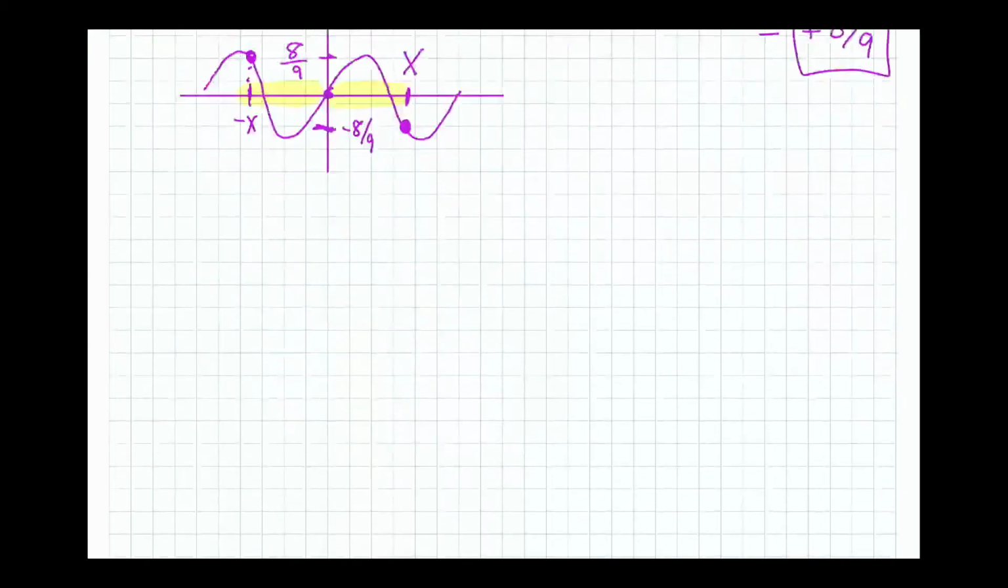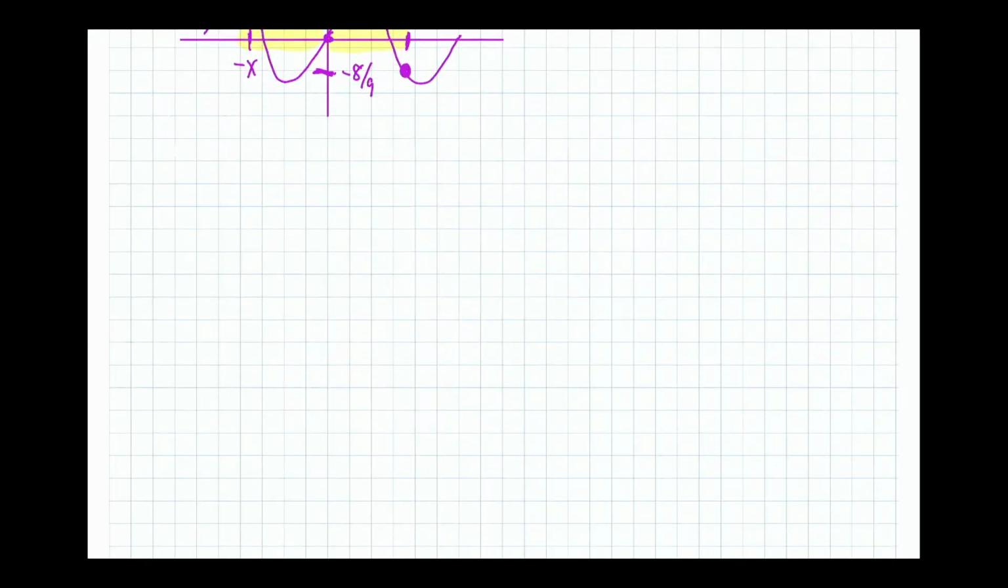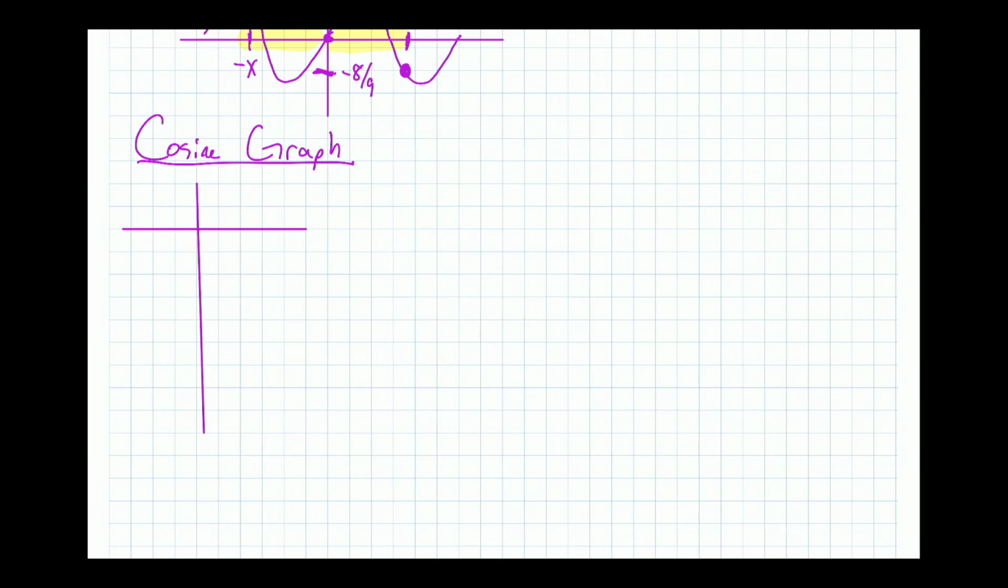All right, let's do the cosine graph now. Okay, so we're going to need a set of x and y values again, just like we did before. X, and then y is cosine x. Let's just pick 0, pi over 2, pi, 3 pi over 2, 2 pi again, just like we did for the sine. Now we need to go back to our unit circle, which I'll scroll up for.